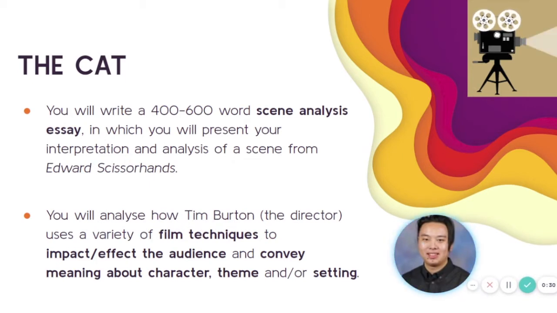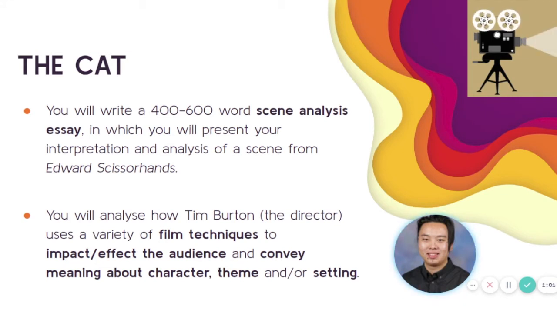So you might be wondering, what is the CAT going to be about? I think you would all have a pretty good understanding of a lot of the key concepts that you'll be assessed on, because that's what we've essentially been doing for the last 2 weeks. So the CAT will be a scene analysis essay, and it's going to be anywhere between 400 to 600 words in length. In this scene analysis essay, you're going to present your interpretation and analysis of a scene from Edward Scissorhands, and I will choose that scene.